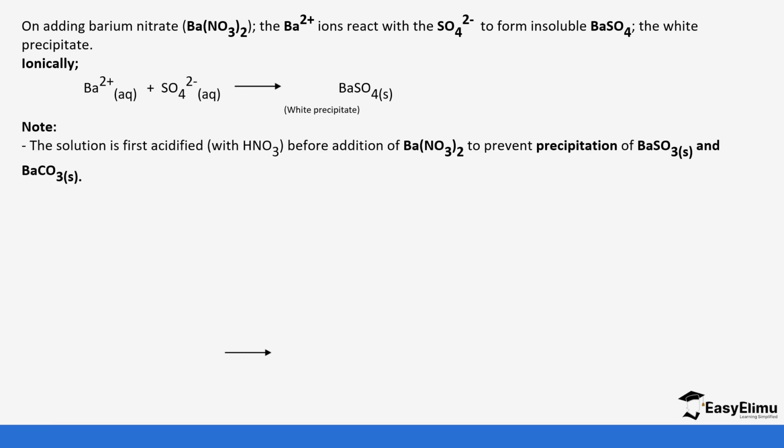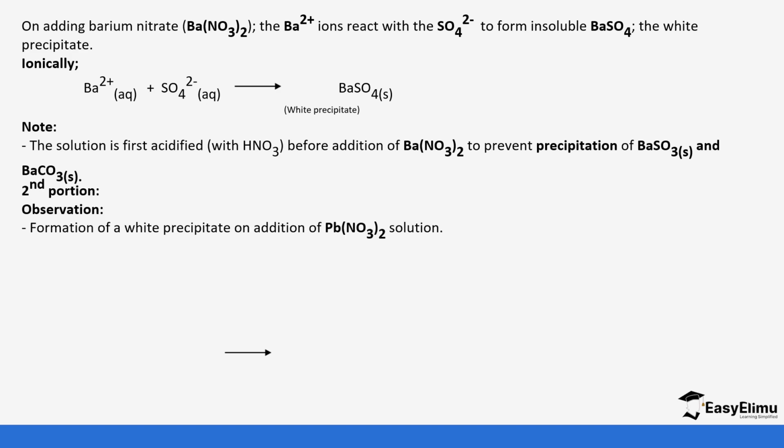The solution is first acidified with nitric acid before adding barium nitrate to prevent precipitation. We do not want the barium sulfite to precipitate. Because you know that if we had the sulfite and carbonate, then the acid is going to interfere with that reaction, because it's not supposed to form a white precipitate. Because we have added the acid, it prevents the precipitation of the sulfite and carbonate. So if there are any sulfite ions present, they are going to dissolve. So that helps it to just remain as sulfate ions. I hope you've understood that part.